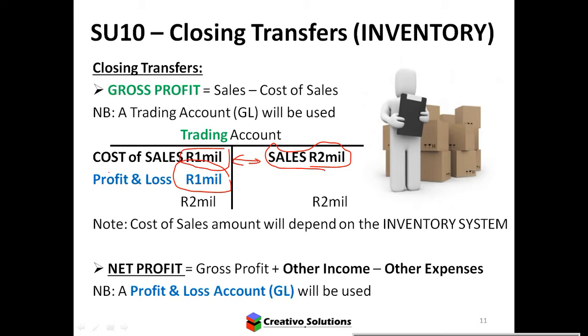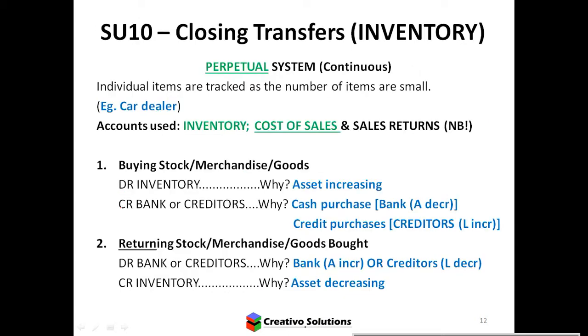The profit and loss. Which profit? The gross profit. Okay, because the gross profit is going to be used in conjunction with other income and expenses in order to get the net profit. Okay, right, net profit is gross profit plus other income minus other expenses. Okay, got that. Right, so here's the note about the different systems.